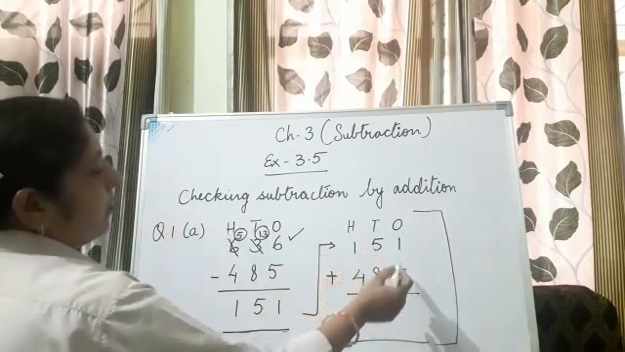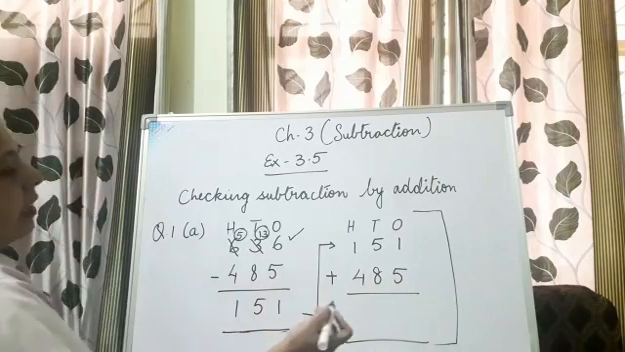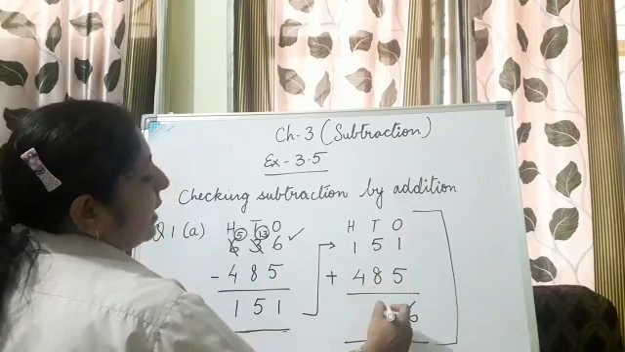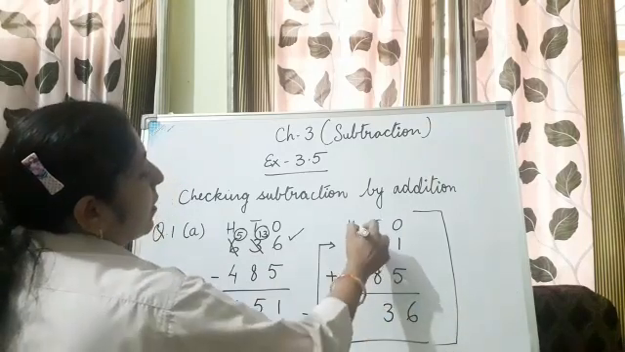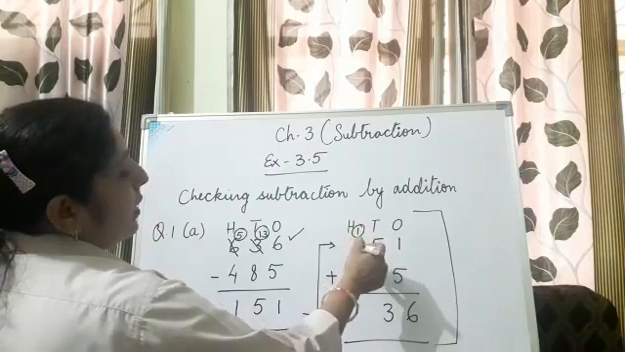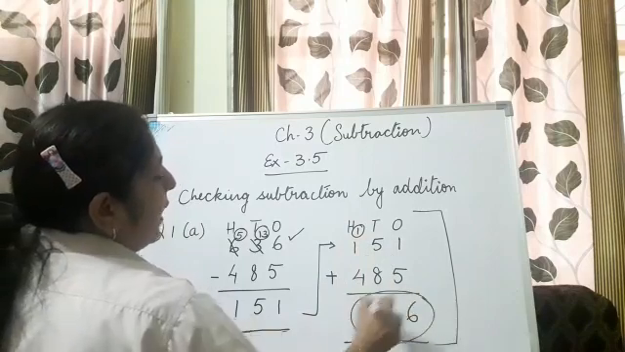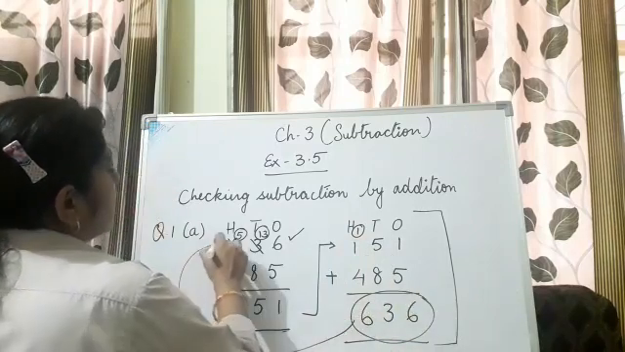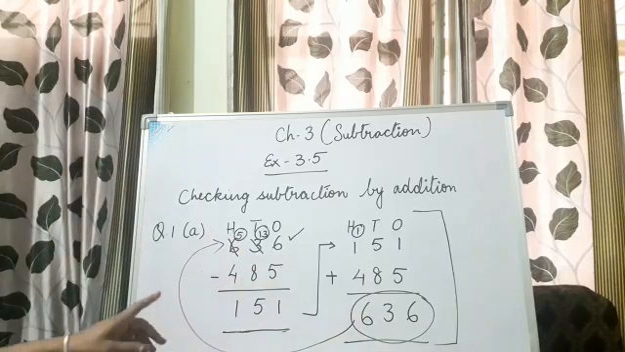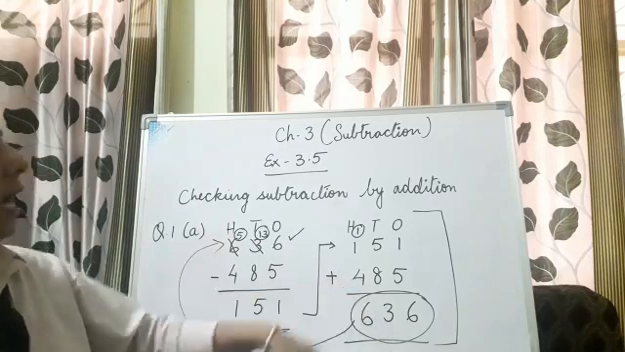When 151 is added with 485, we get 1 plus 5 is 6, 5 plus 8 is 13, 3 here and carry 1, 1 plus 1 is 2 and 2 plus 4 is 6. This way we get this 636 back. This shows that our subtraction is checked through this addition.